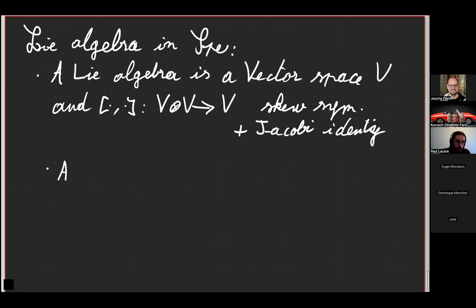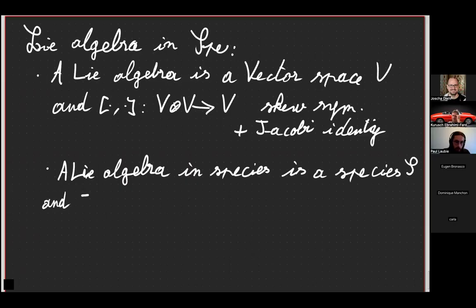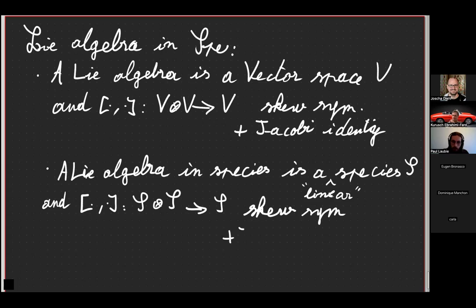A Lie algebra in species is a species S and a bracket. Here I should say that this is a linear species because I work with vector spaces, but okay, this is not an issue. Which is, well, you guessed it, it needs to be skew symmetric and satisfies the Jacobi identity.